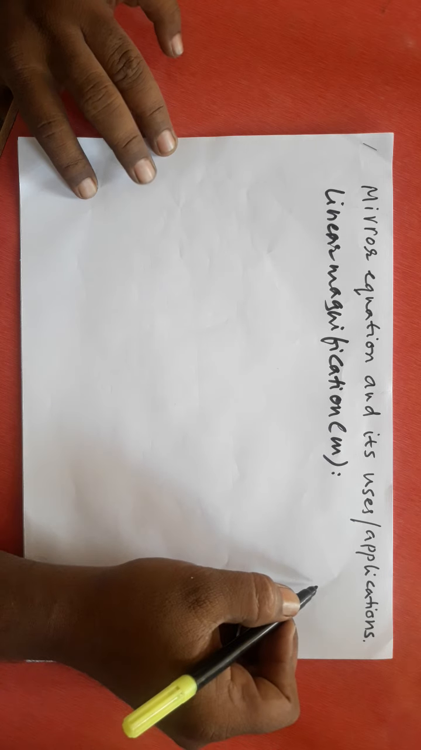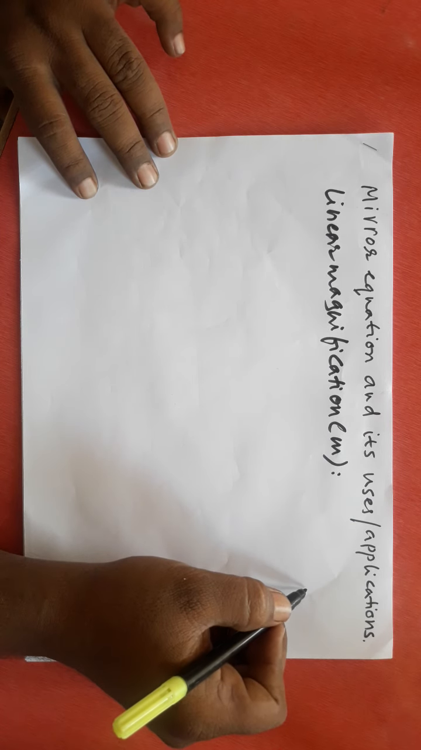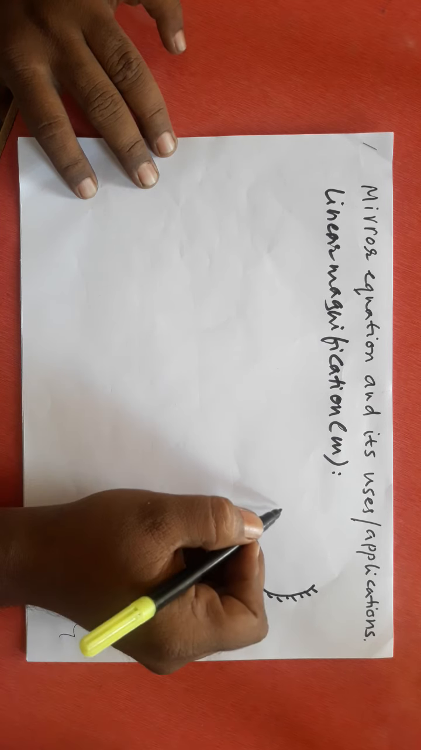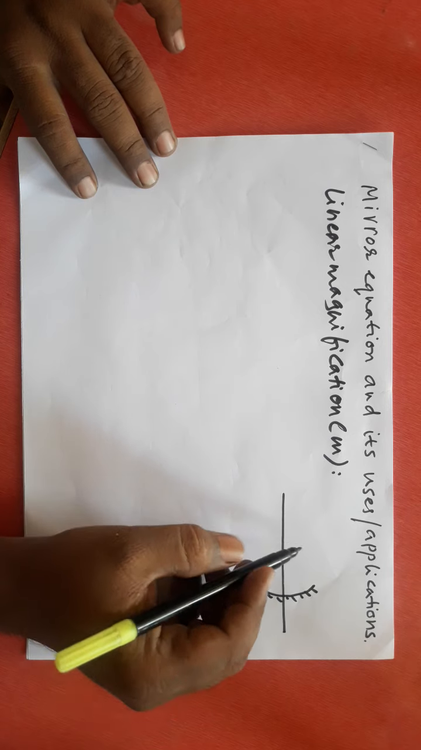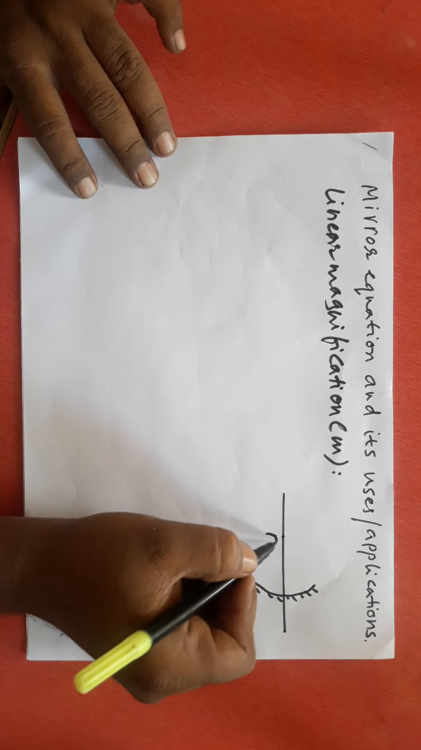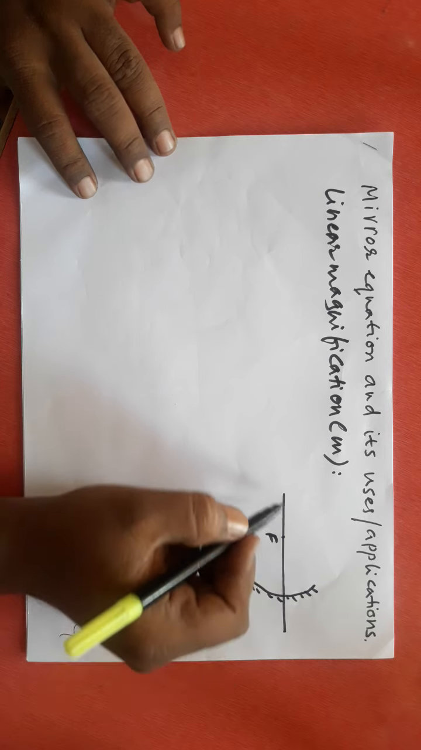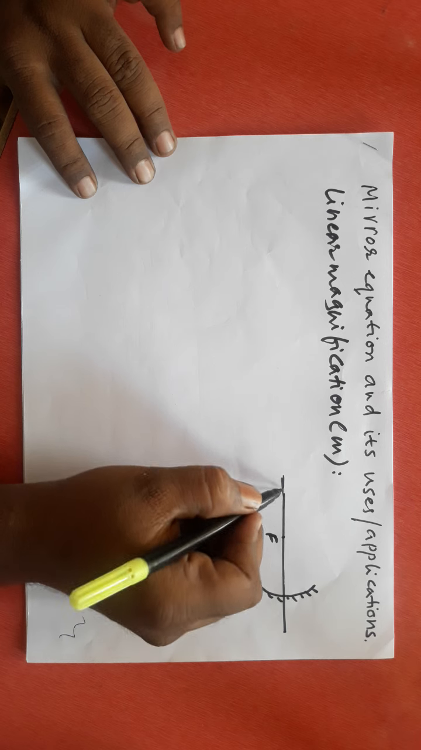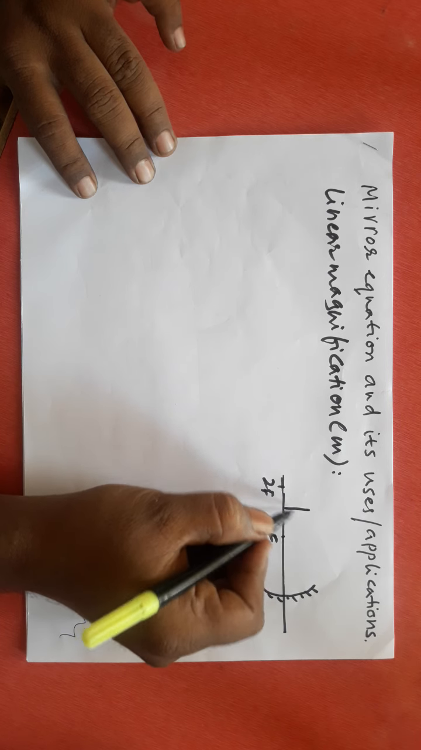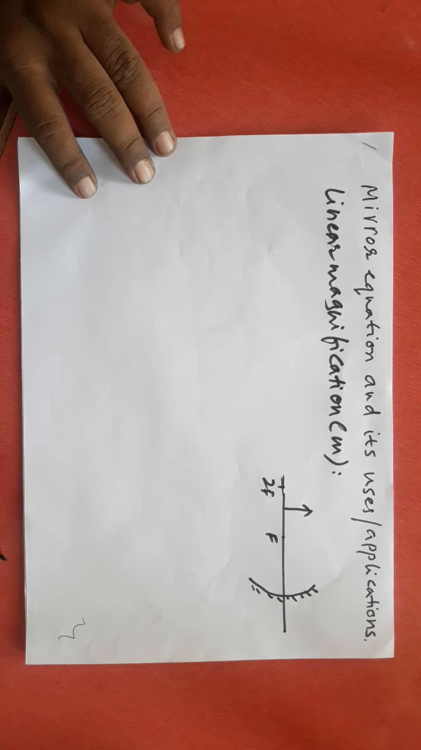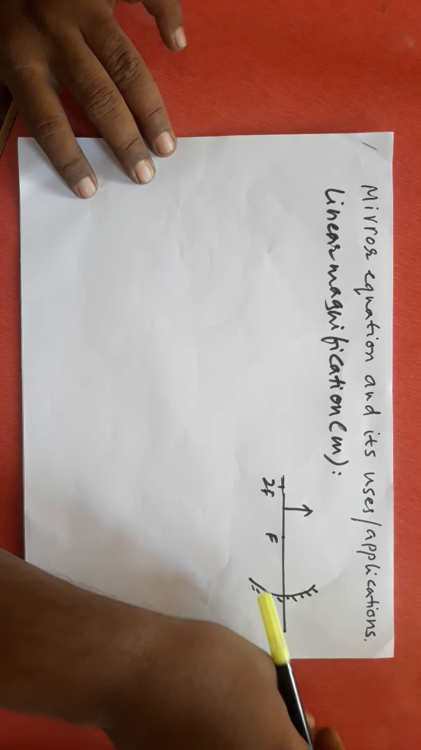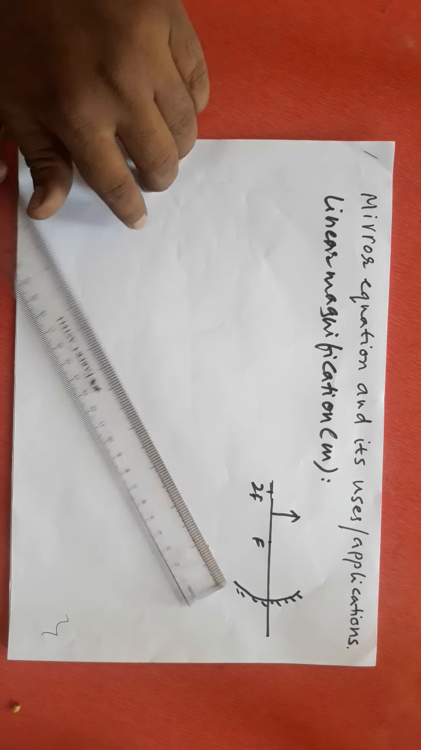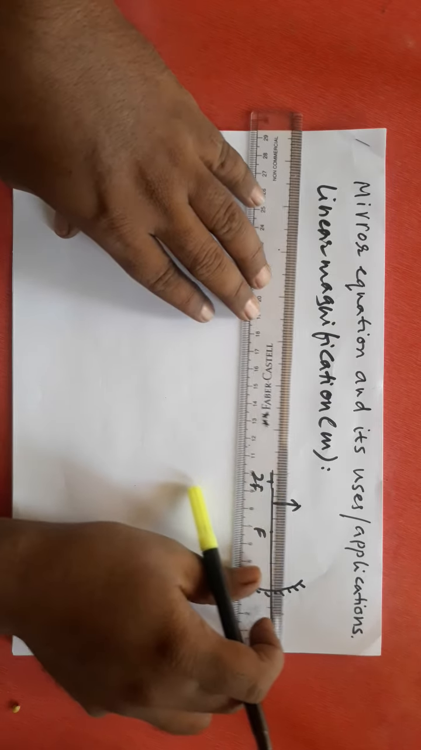which is nothing but, suppose for example, you have a concave mirror here. If it forms an image, suppose this is the focus of that mirror and I place the object between f and 2f. Then where will its image be formed? We have the idea of image formation by a concave mirror. The image will be formed beyond 2f.